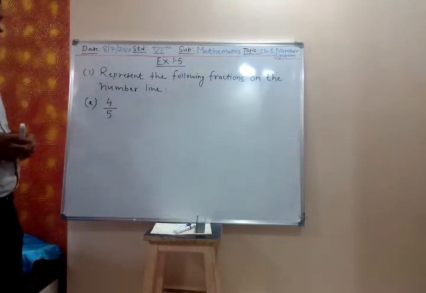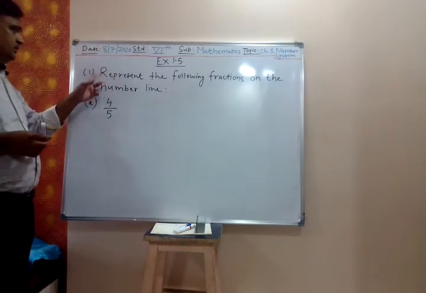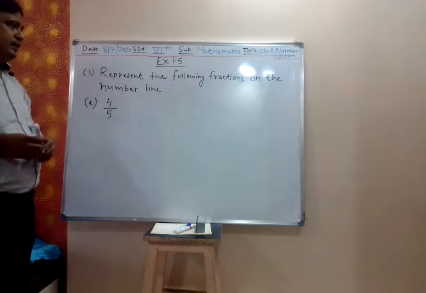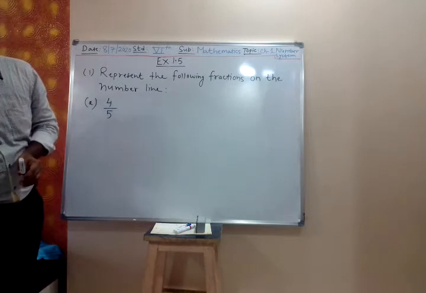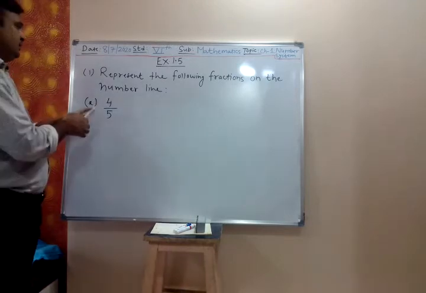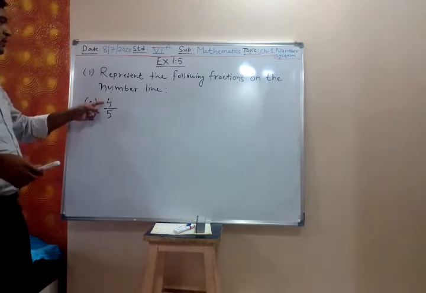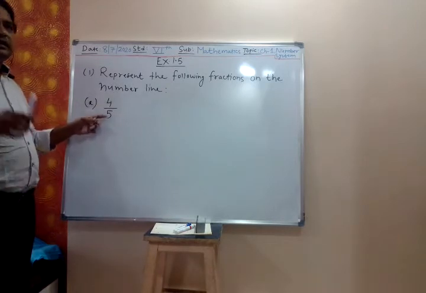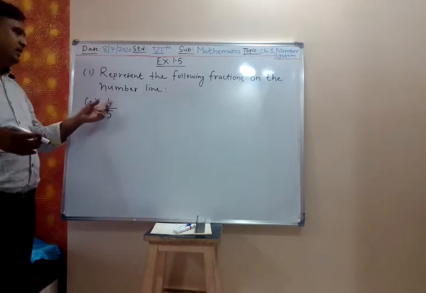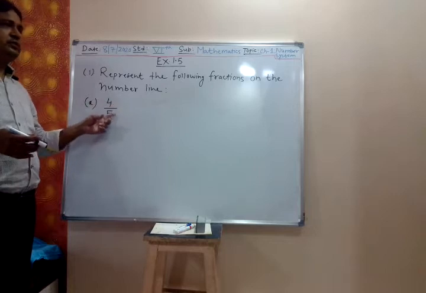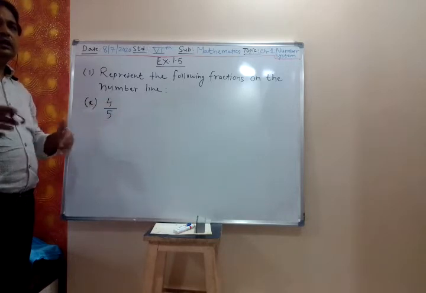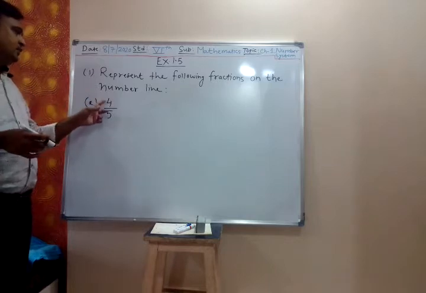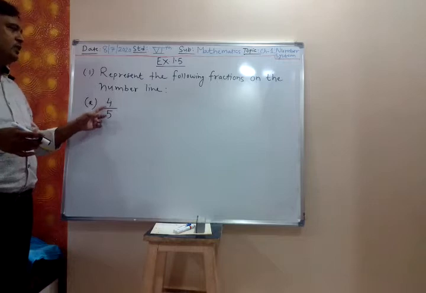Now exercise 1.5. Represent the following fractions. Now we have to represent the fractions on the number line. So 4 upon 5 is a fraction. Any number which has numerator and denominator both is known as a fraction. So now we want to represent this 4 upon 5 on the number line.